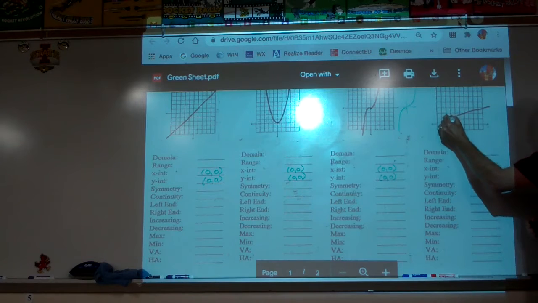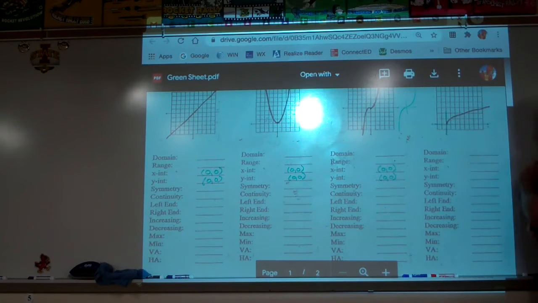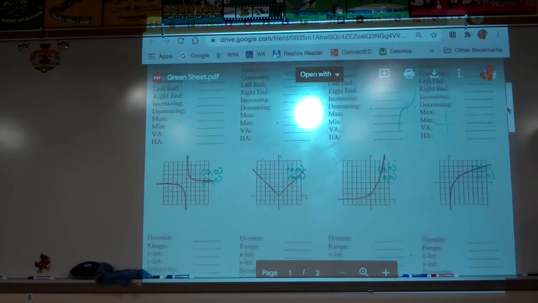The square root. Also right there at the origin. 0, 0, 0, 0. Wow, all four the same.